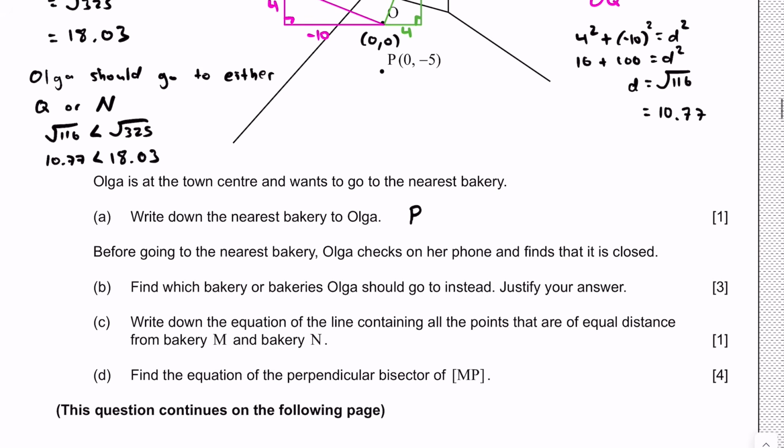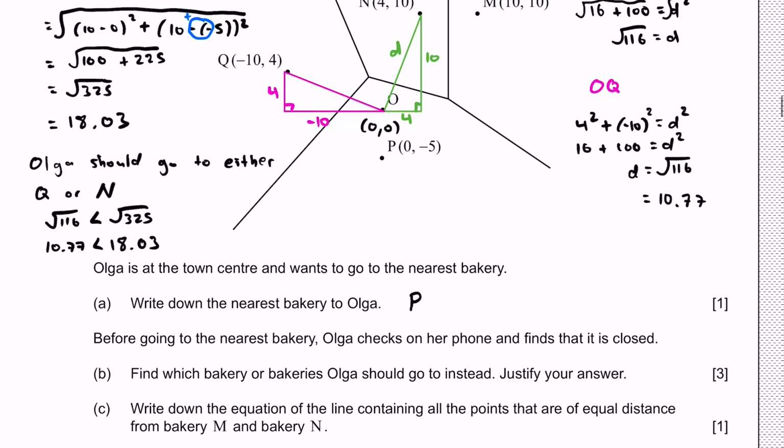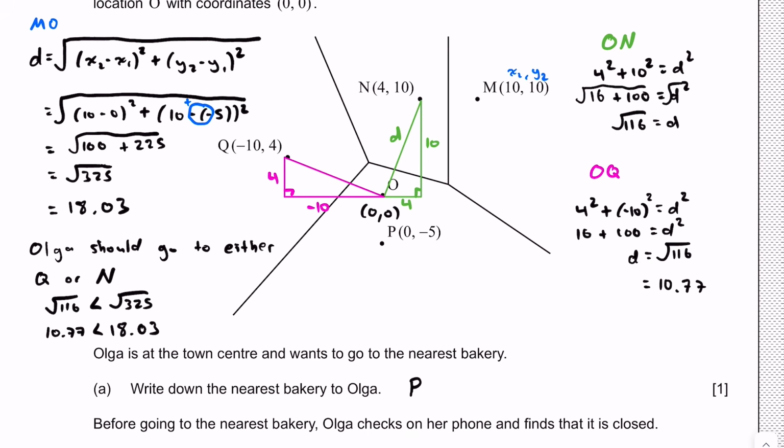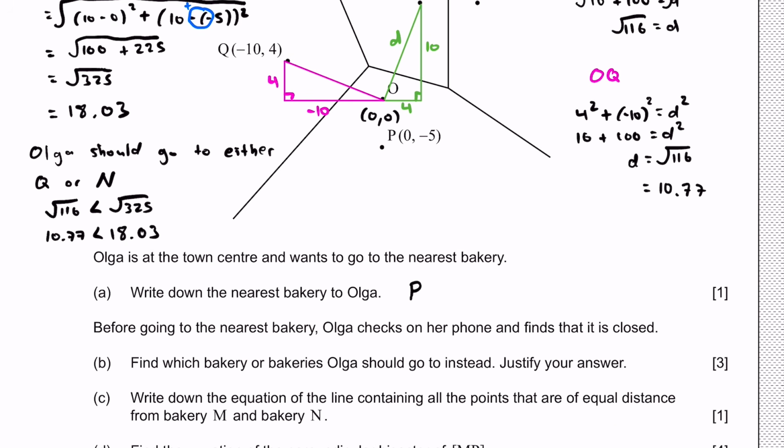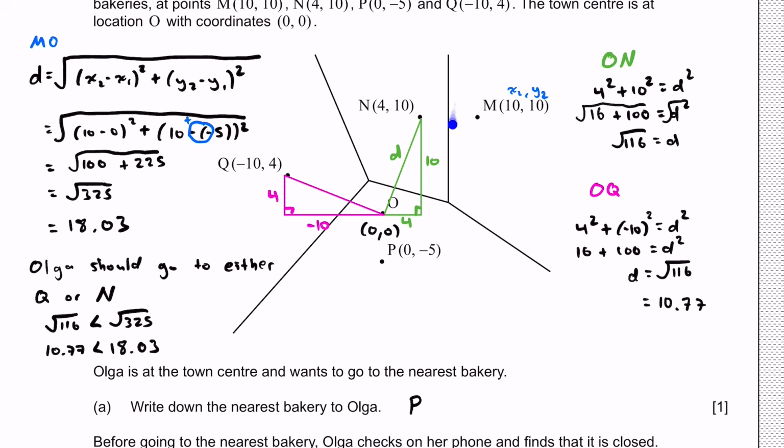Moving on. Part C. Write down the equation of a line containing all the points that are of equal distance from bakery M and bakery N. Kind of a wordy question. Here's bakery M, here's bakery N. All the points that are of equal distance from bakery M and bakery N are on this line right here. This is the boundary line, and it's the perpendicular bisector of M and N.